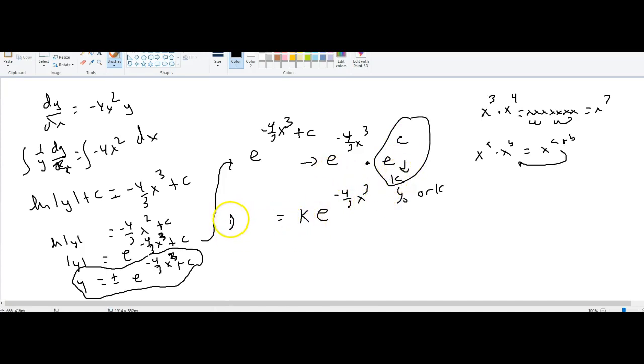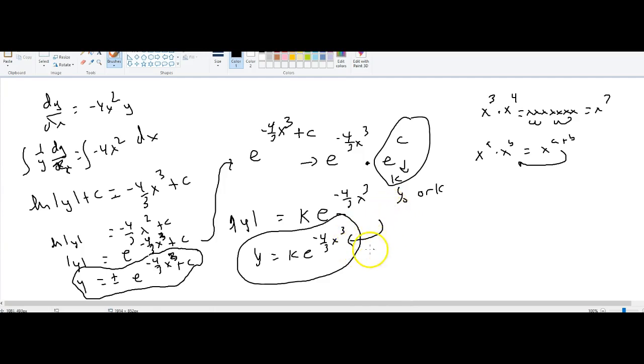Now, the advantage of that, the first advantage of this is really, really obvious. When I get rid of the absolute value bars, is k positive or negative? I don't know. So why bother putting a plus or minus in there? I can get rid of my plus or minus, which is one of the things that's bothering me about this expression.